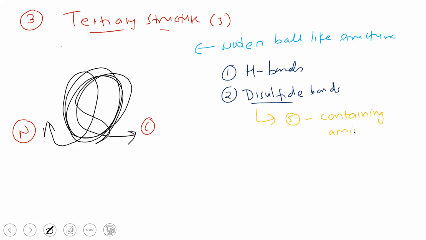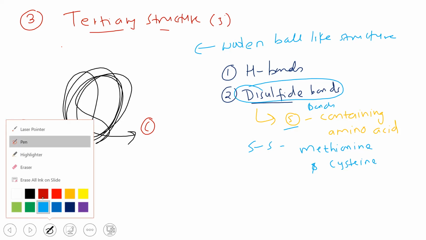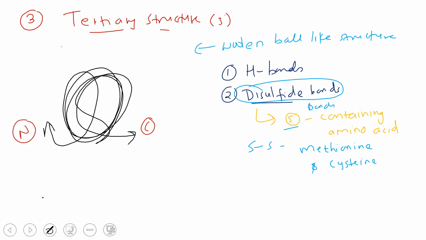You remember, we discussed yesterday in the amino acid classification that there are two amino acids which contain sulfur. Which can they be? Methionine, very good, and cysteine. So these two bonds are there mainly in this structure. Apart from it, it will also have peptide bonds. Peptide bond will be there by default in all polypeptides.